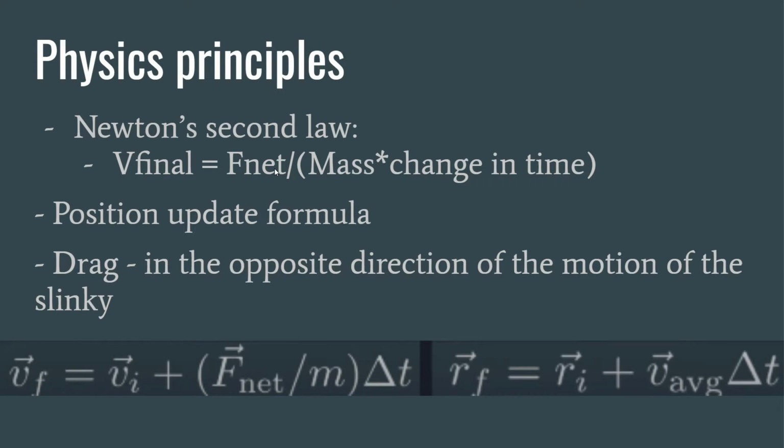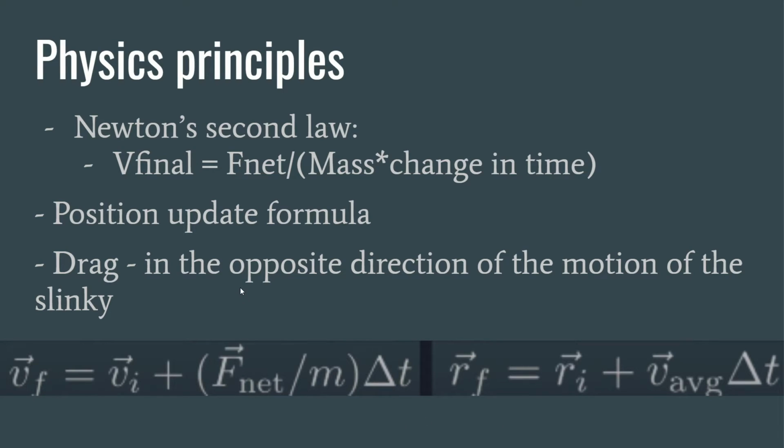So what physics principles are in use here? Newton's second law for one, right, which we've seen in pretty much every lab. That's just that the final velocity is equal to F net divided by mass times the change in time, right? Straightforward enough. And then, of course, we use the position update formula, which I have here, and the velocity update formula I have here as well.